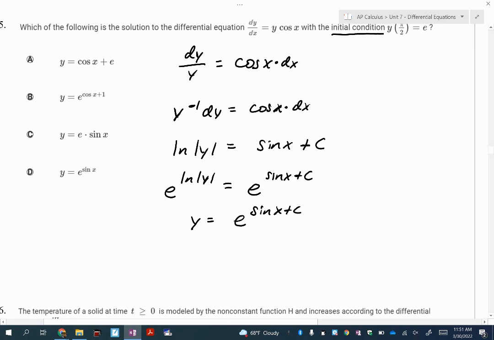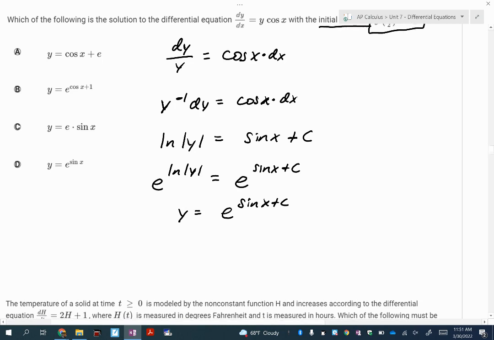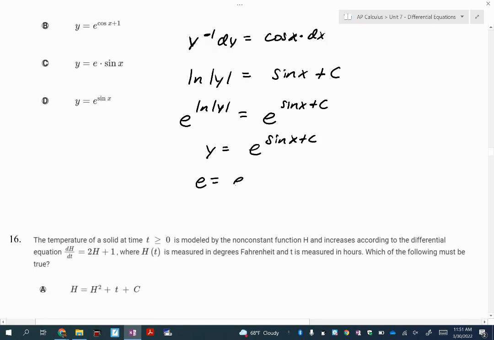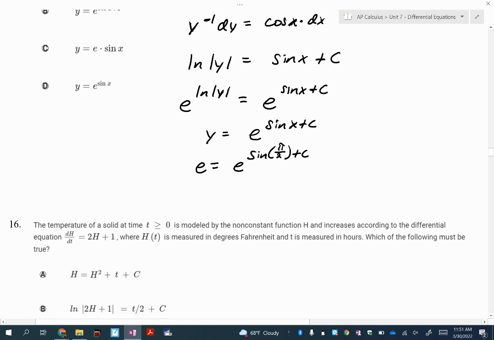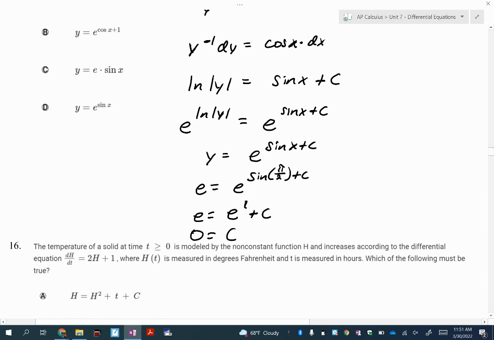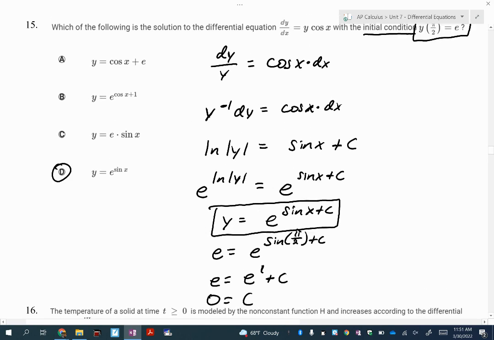All right, so this is my answer, but because this is a particular solution, I'm going to plug in my initial condition. So when I plug in pi over 2 for x, I get y is e. So y is e when I plug in pi over 2 for x. It's been a long time since we've done this, but the sine of pi over 2 is going to be 1. That's e to the first power. So if I move that e to the first power over, I get c equals 0. So the answer is just going to be this, but where c is 0. So it's y equals e to the sine x power, so letter D.